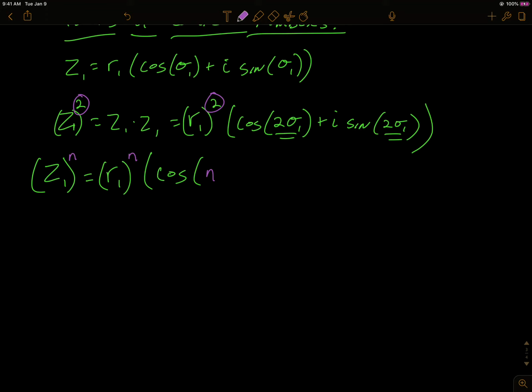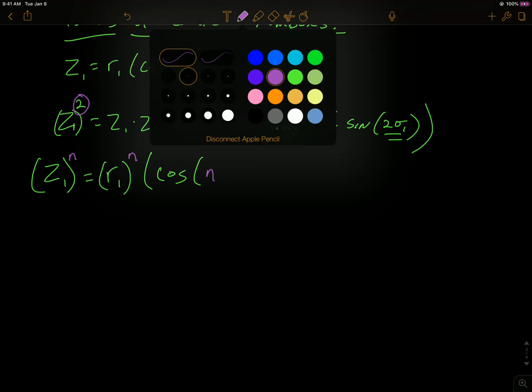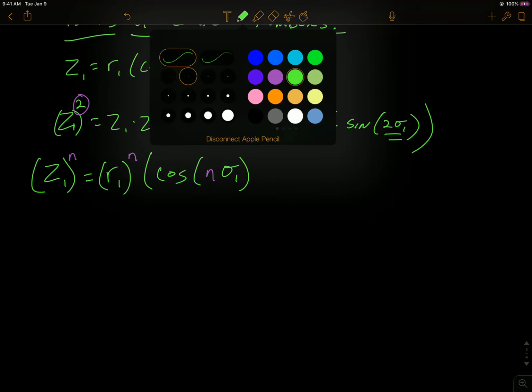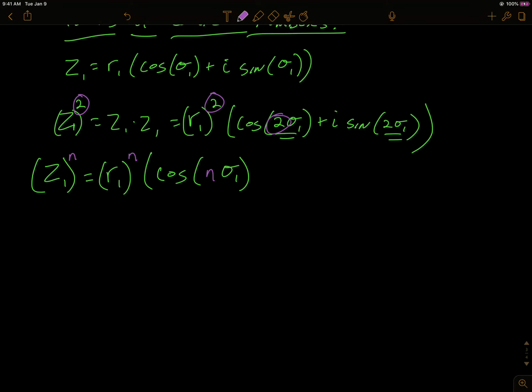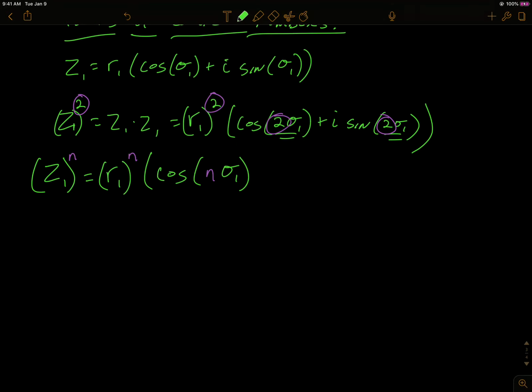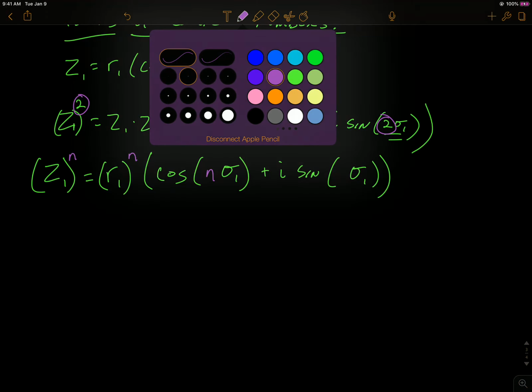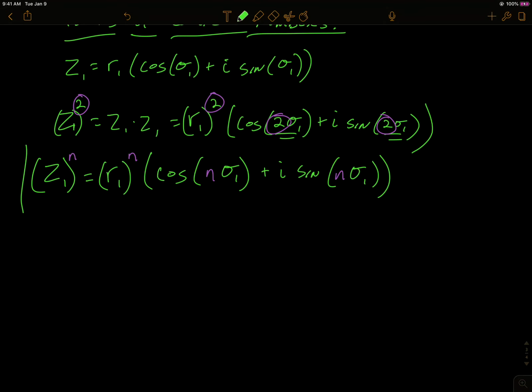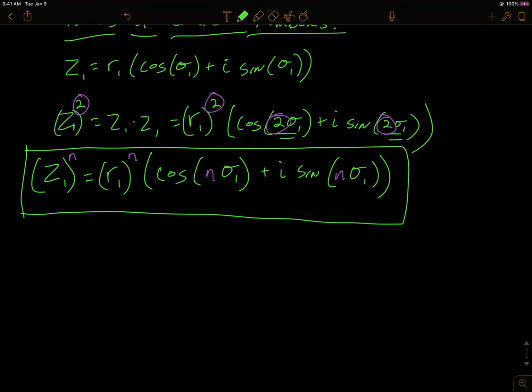However many times we're raising it to the power, that's how many times we're going to add theta sub 1. So again, you can notice that here that matched that power, and that as well. So I'm just color coding our formula for you. Plus i times sine of n theta sub 1. That would be our formula for raising the complex number in polar to a power, okay?